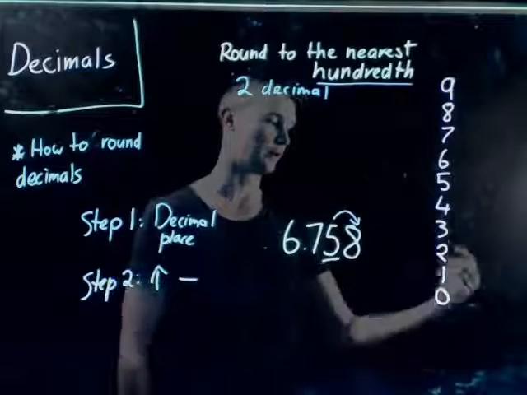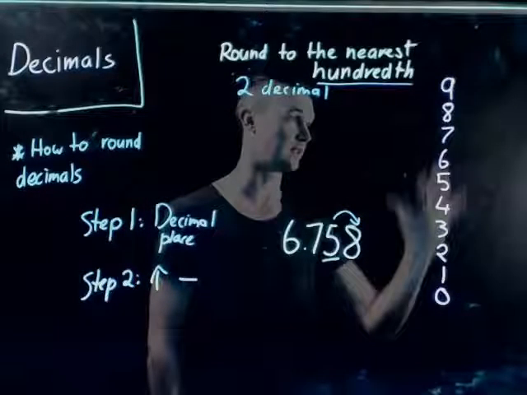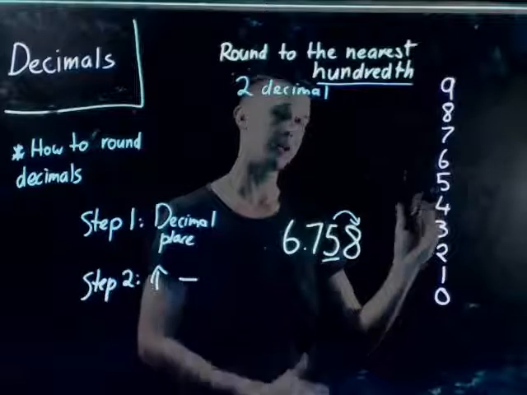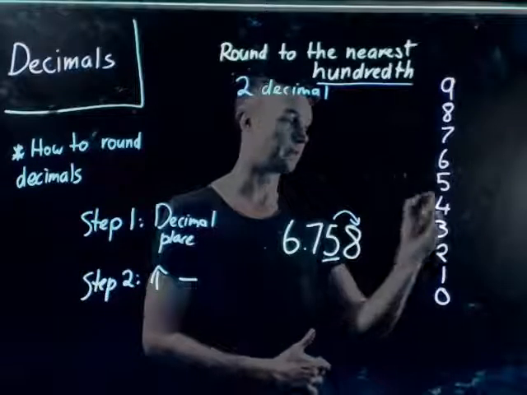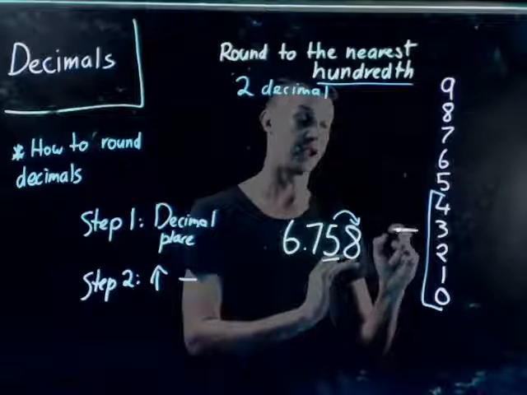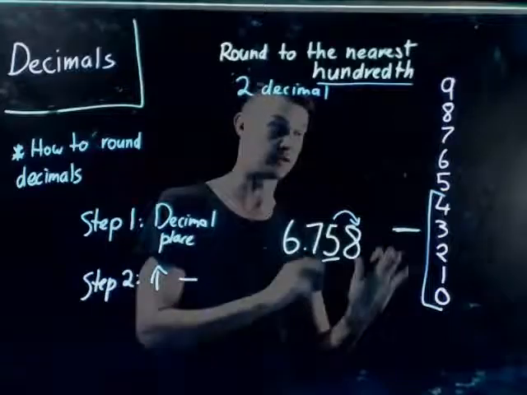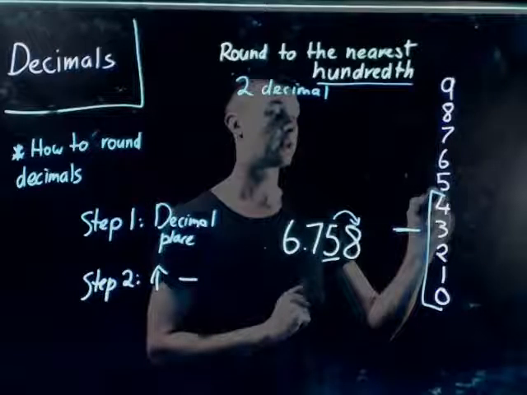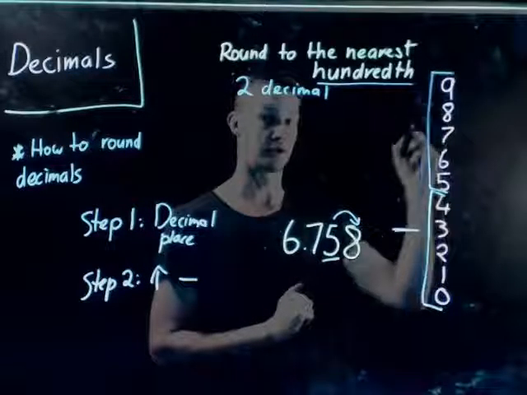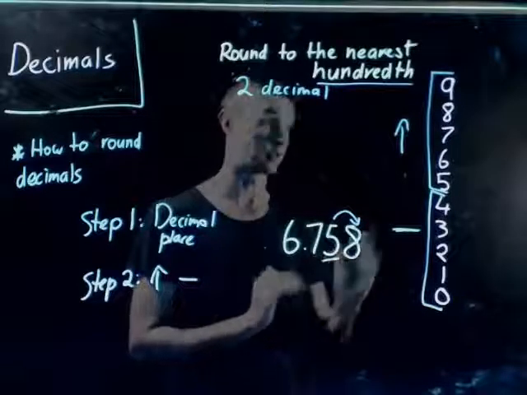So I have here a list of 0 to 9. And what we need to do is separate these into 2 parts. Any number that's 4 or below, this number is going to stay the same. It doesn't round down, doesn't go down to 4, it just stays the same. Any number that is 5 to 9, we round up. So we round that number up. So let's look at this case.